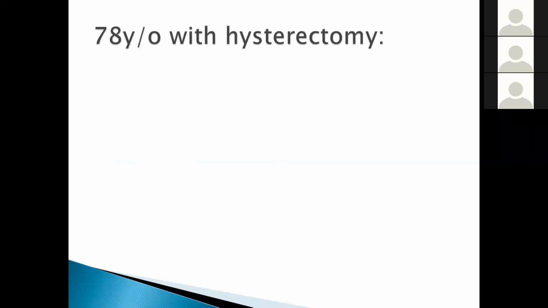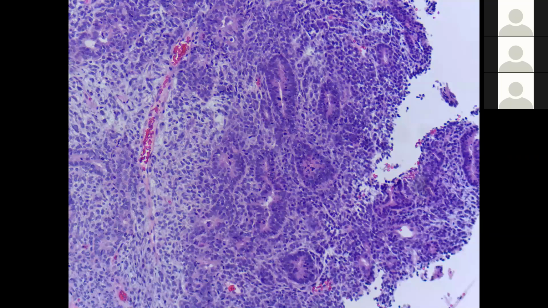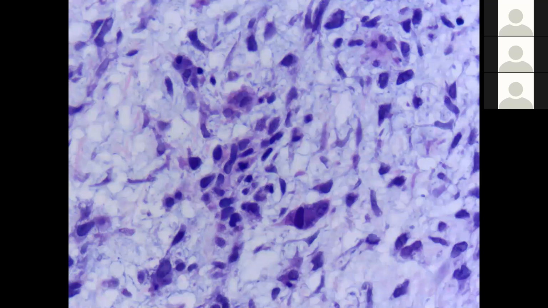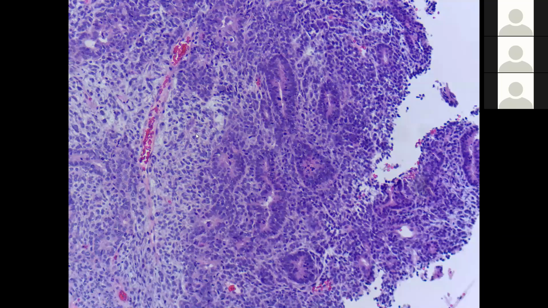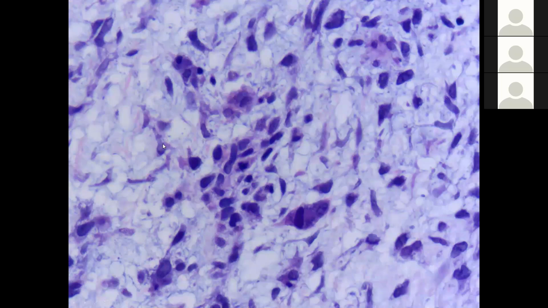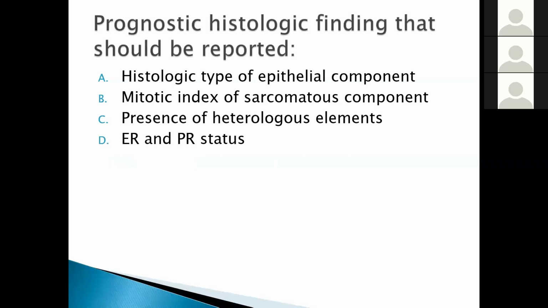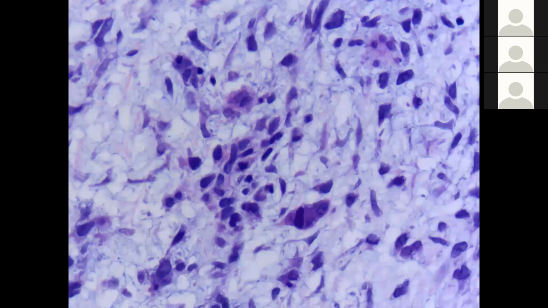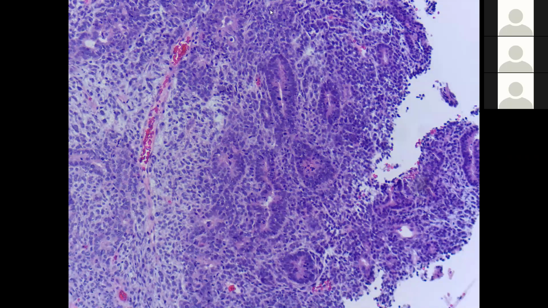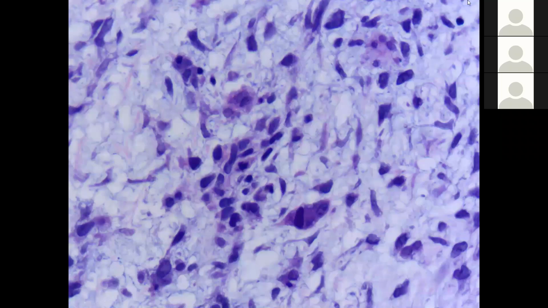78 with hysterectomy. This is a section from the endomyometrium, myometrium. This is the higher power of this focus. For this entity, there are some prognostic histology findings we have to report that might alter the prognosis. Not that the prognosis is not bad already, but we are supposed to report it. Anybody know? You have to know the diagnosis first. Not that hard. We have this, we have this. This is the high power.